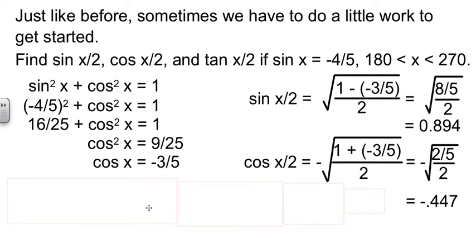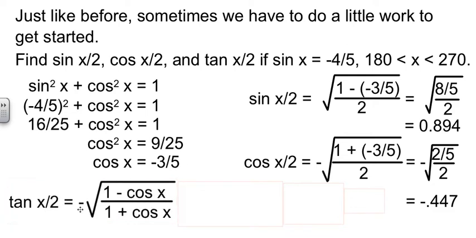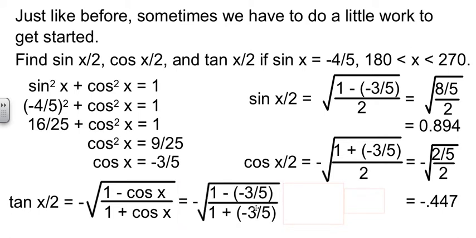And then finally, the tangent version calls for a negative again. Substitute in the values for cosine x. Clean up the arithmetic. 1 minus negative 3/5 is 8/5 over 2/5. If I divide that out, I get the square root of 4, which is 2, so I have a negative 2 for my answer. Okay.